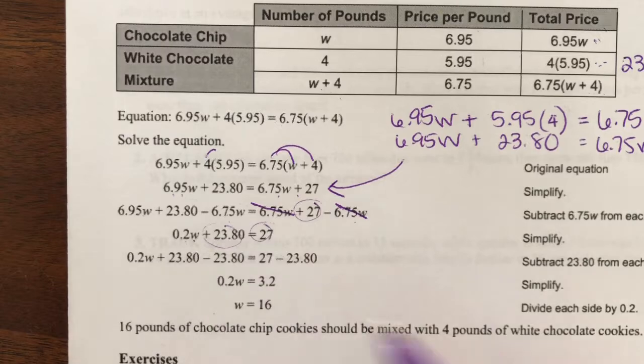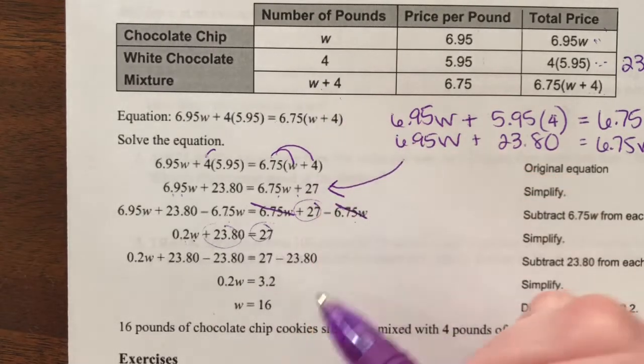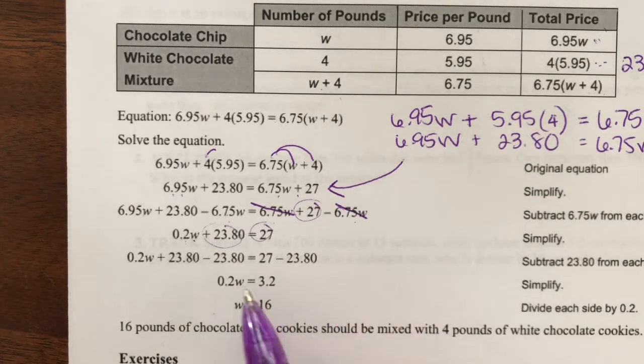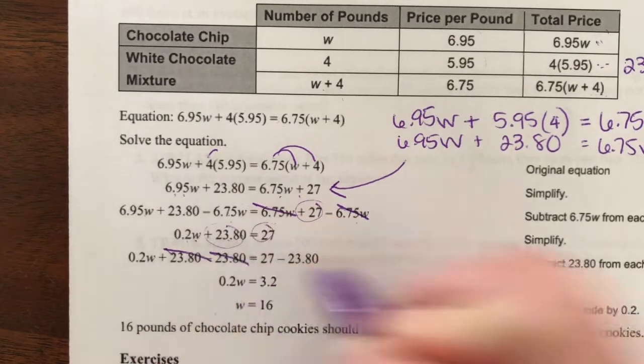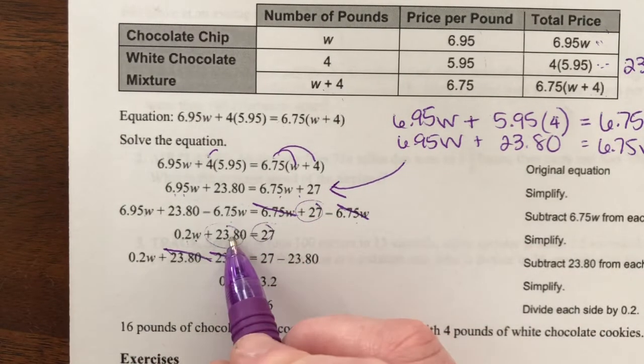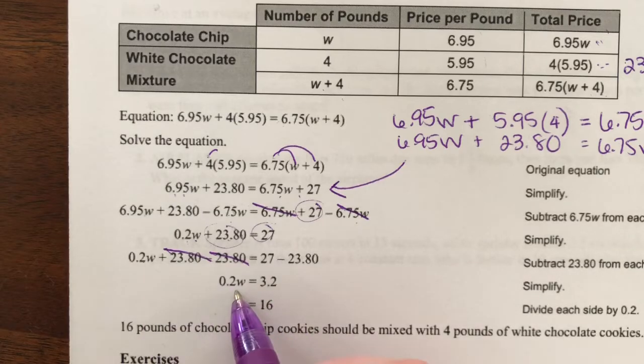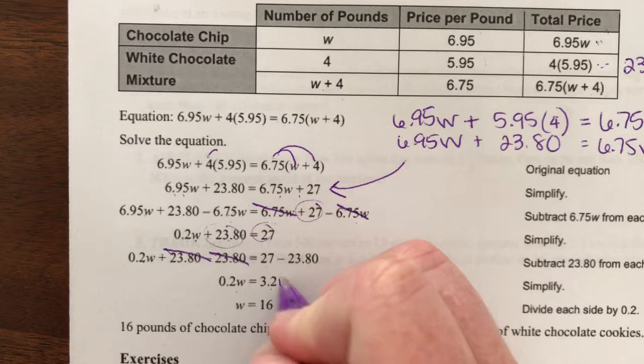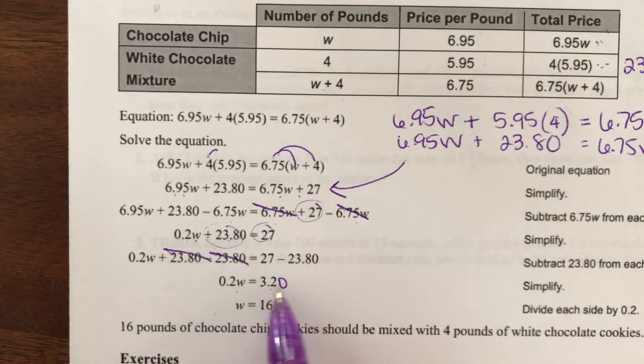Okay, so now we're solving for W. That's our weight of chocolate chips that we bought, chocolate chip cookies. So they go ahead and subtract 23.80 from both sides of the equal sign. Over here it cancels, so we're left with 0.2W. 27 minus 23.80 is 3.20. And if you divide both sides by 0.2 to get W alone, you get W equals 16.